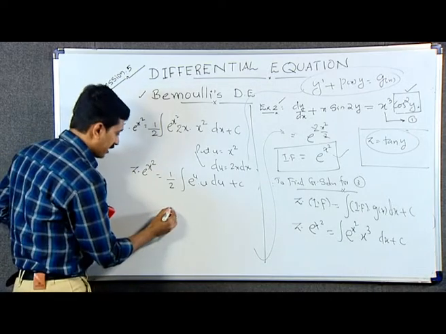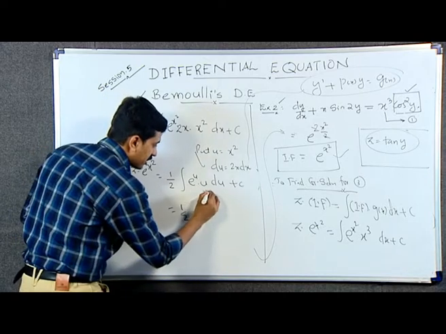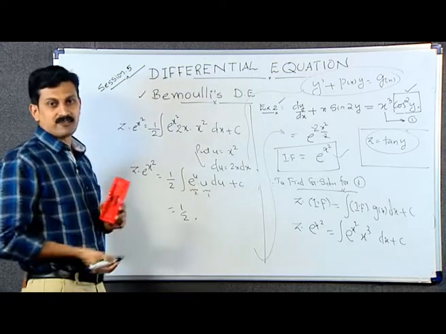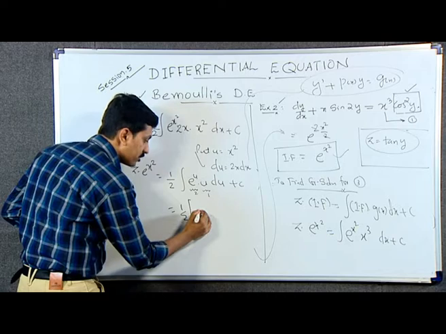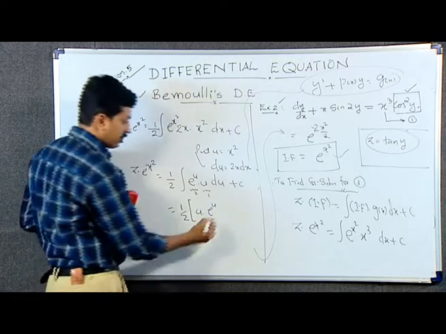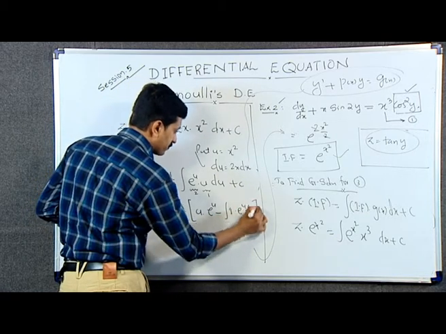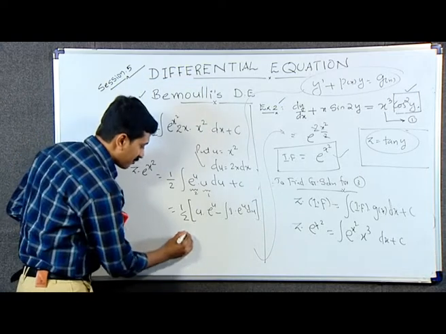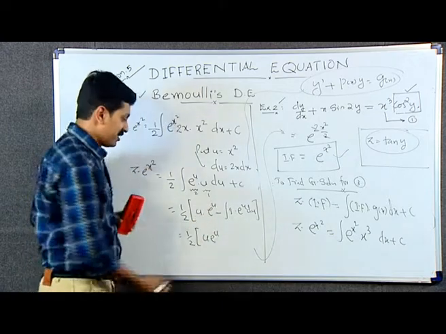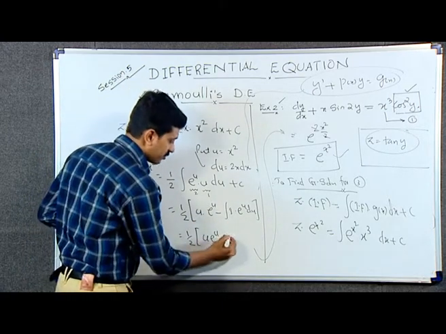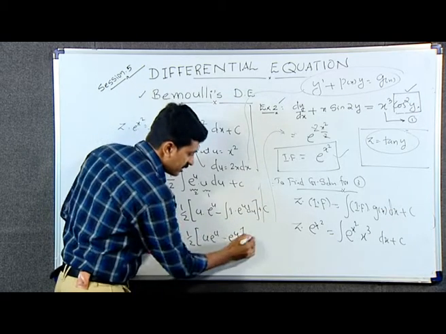We can rewrite this as 1 by 2 into integral of u e raised to u du, treating u as the first function and e raised to u as the second function. By the integration by parts formula, this is the first function u into the integral of e raised to u, minus integral of the derivative of u, which is 1, into e raised to u du. Therefore, this is equal to 1 by 2 into u e raised to u minus integral of e raised to u, which is again e raised to u, plus c. I forgot that c is here also.